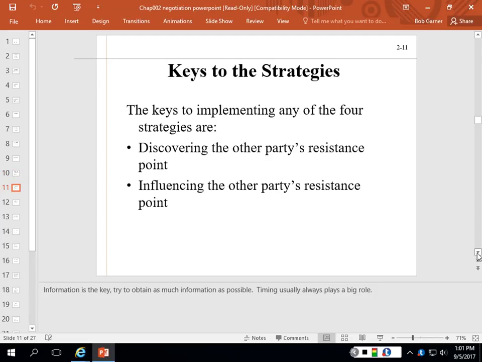All right, so what are the keys to any of the strategies? Number one, discover the other party's resistance point. Once again, they're not just going to tell you that. And number two, try to influence the other party's resistance point. Once again, it becomes more about sales. But if I know my stuff and I've got all my facts together, you're not going to convince me that I should take less than what I know it's worth. So once again, that comes into doing your homework, and we'll talk about preparation.